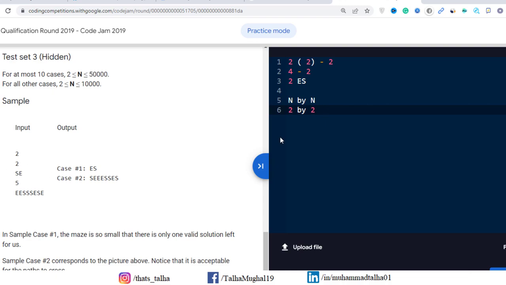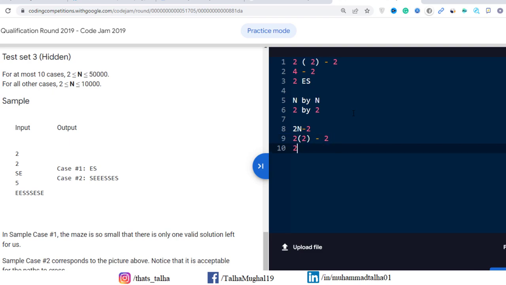And in the second line we can have the characters. How many characters can we have? 2n minus 2, which, since n is 2, means in this case we will have 2 characters. And these 2 characters can either be E or S. So here you can see we only have 2 characters in the string, one of which is S and the second is E.